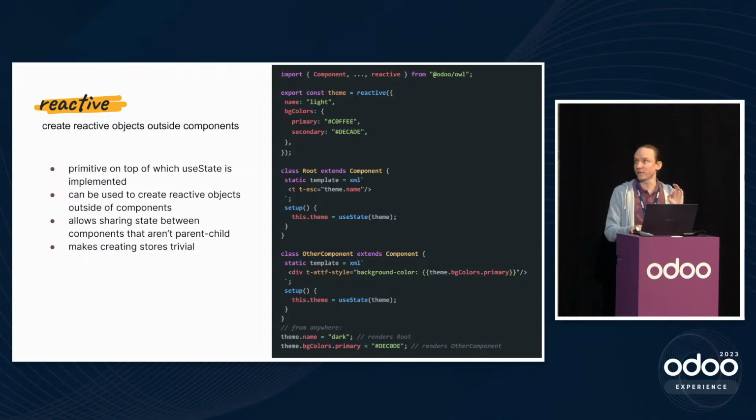The last thing is that creating reactive objects outside of components makes creating stores trivial. This is something that's not the case in other systems like React, where if you want a store, you kind of have to use a third-party library. The reactive object theme that you can see here, it's just some variable at the top level of a module, but it's actually a store, and it just works. You just have to call useState on it, and this also means we don't need a separate useStore hook. You just call useState, and you're subscribed to the bits of the store that you care about without having to write stuff like state selectors like you would have to do in Redux or something like that.